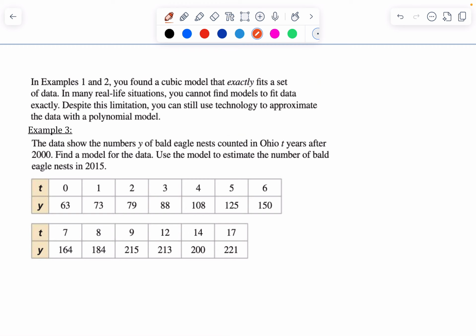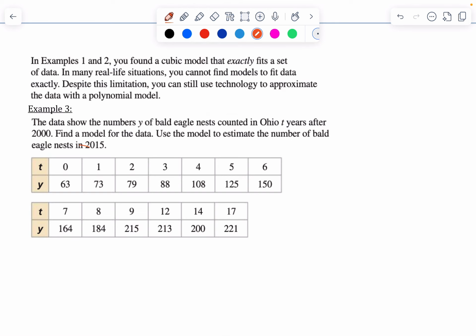This example shows the number y of bald eagle nests counted in Ohio t years after 2000. Find a model for the data. Use the model to estimate the number of bald eagle nests in 2015. Now, I know it's 2 tables, but this all represents the same information. It's just that you have it separated because it doesn't fit on the page.